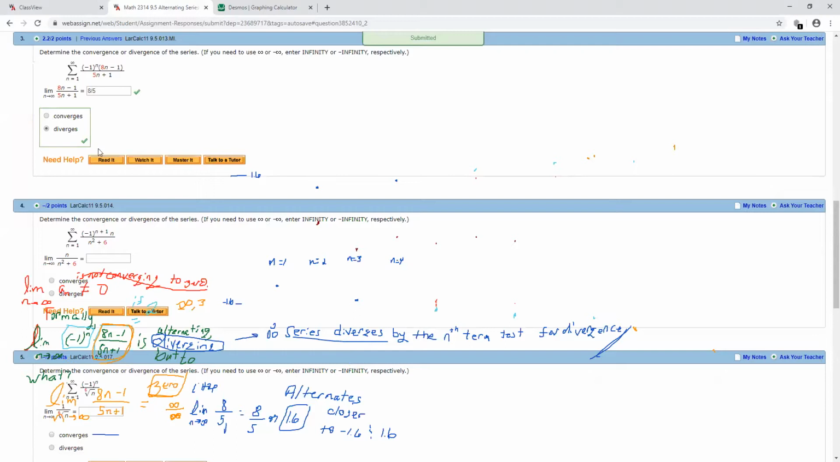And we are correct. Now I know that was a lot right there. I feel for you guys. It is a lot of work, but it's calculus too. I don't know what else to say.